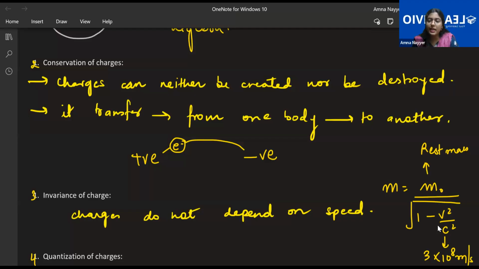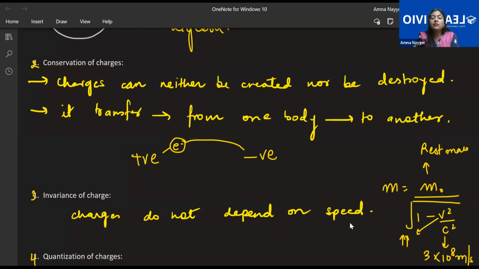We'll study all these things in current electricity. But for charges, the value of velocity is very high. So in return, the denominator becomes comparable: v squared and c squared almost become similar, so they get cancelled. The root of 1 is 1 only. So the mass for a charged particle becomes independent of the speed. Charges do not depend on the speed because their speed is very high, so the rest mass formula is not valid for them.